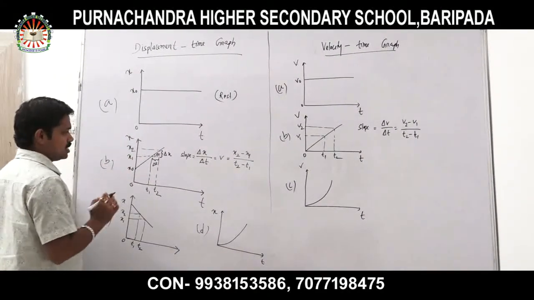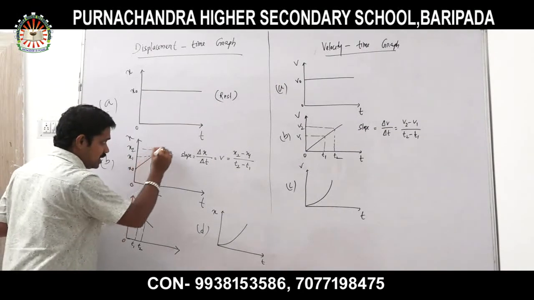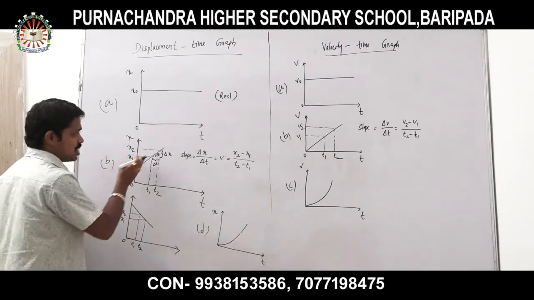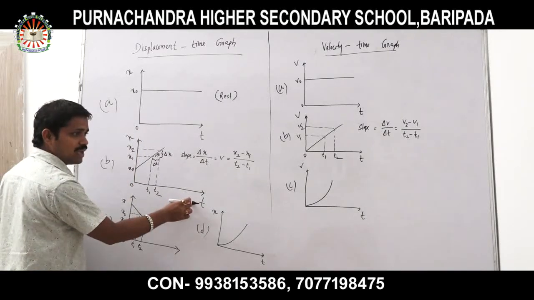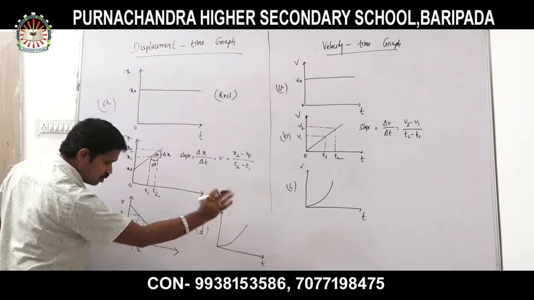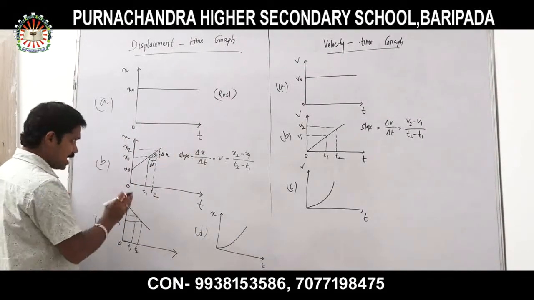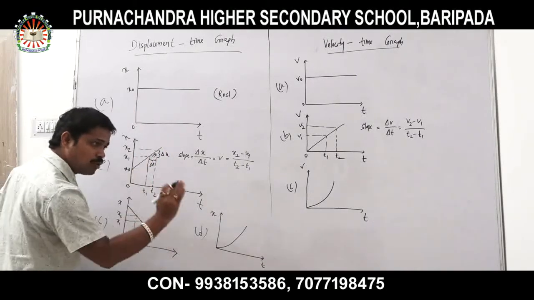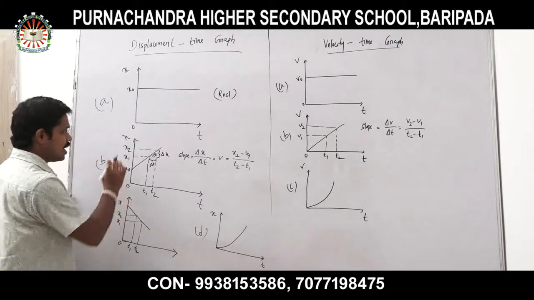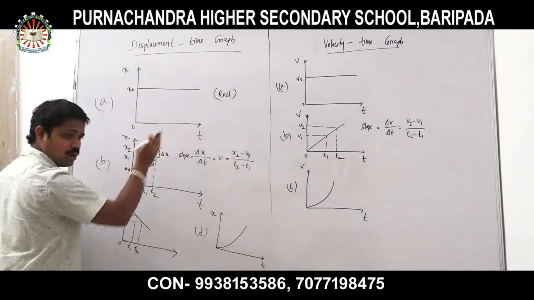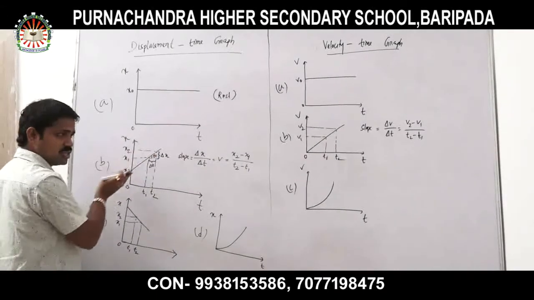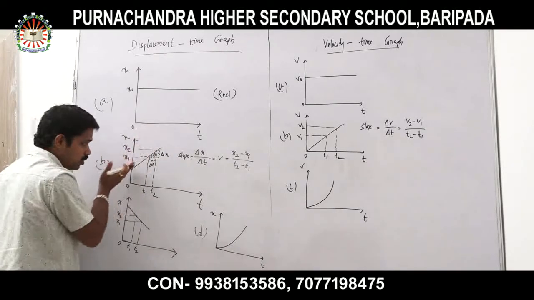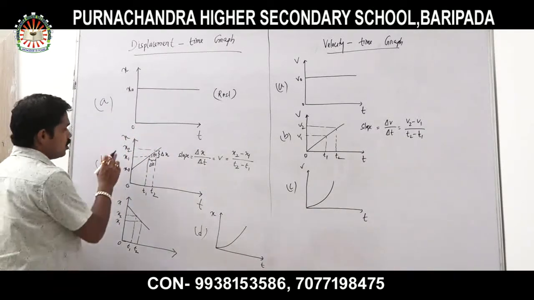But our main important point is that the graph is a straight line. Straight line means x is proportional to t. As the displacement increases, in the same proportion the time also increases. So that's why that type of motion has a uniform velocity. Clear? That type of motion is a uniform velocity motion.